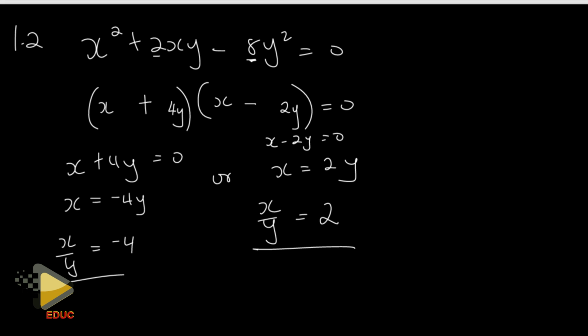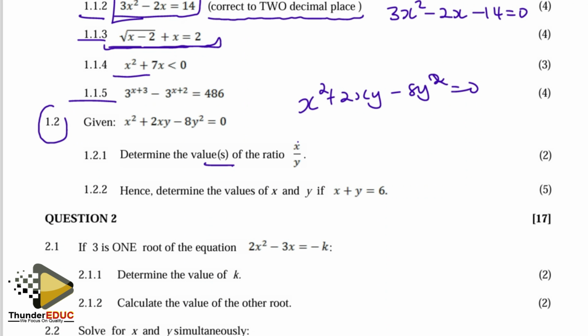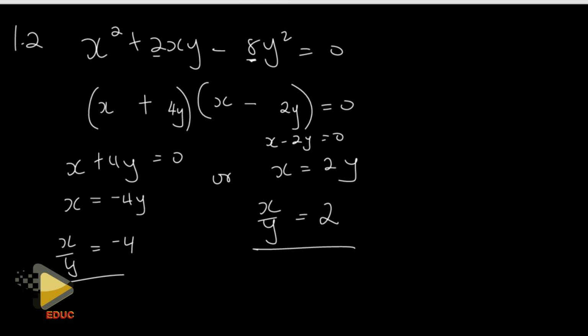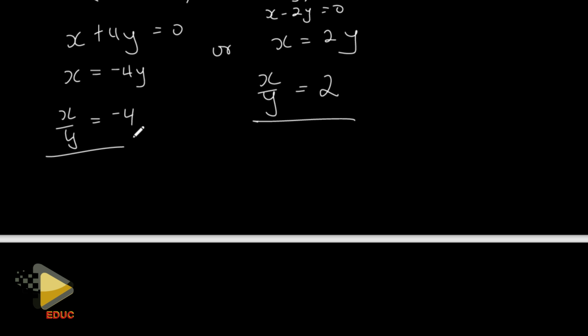Then question 1.2.2. Hence, there is no otherwise. They want us to determine the value of x and y if x plus y is a 6. Now they are telling us that if x plus y gives us a 6, we must find x and y. So we could use any, or we're going to use both. From this equation, let's make y the subject, which is going to be 6 minus x. I'll call this equation star.